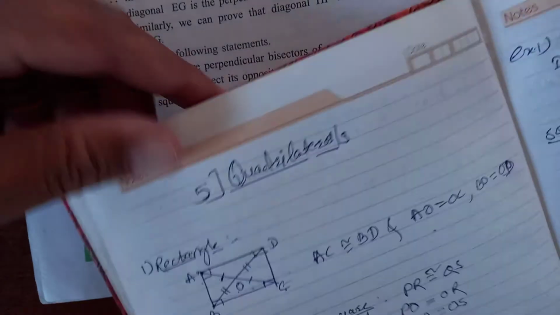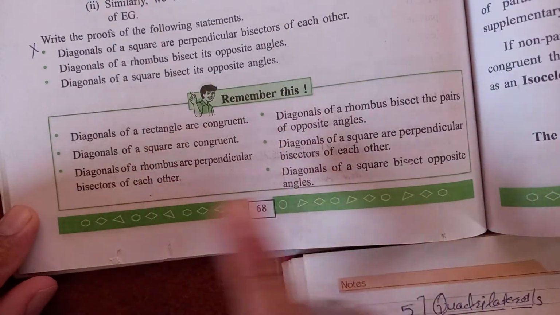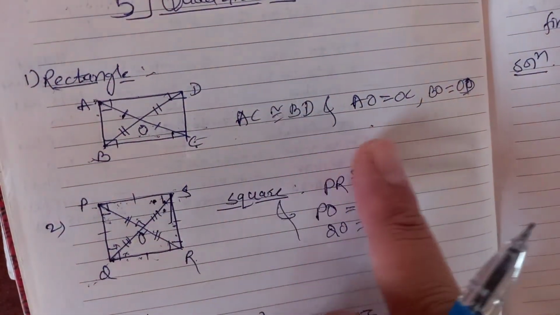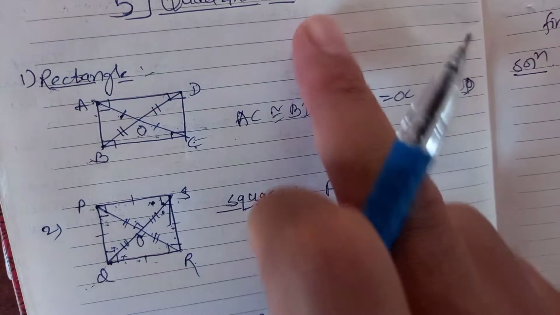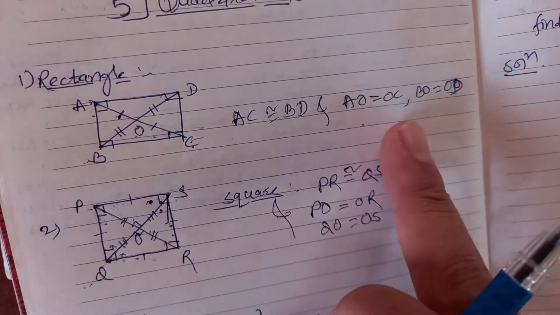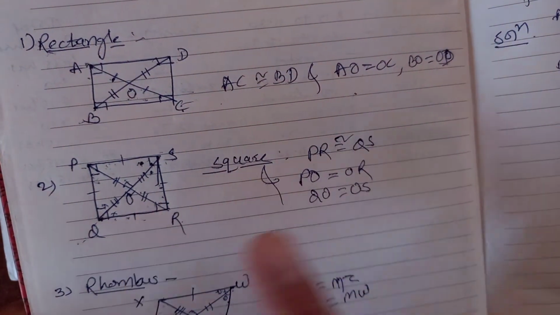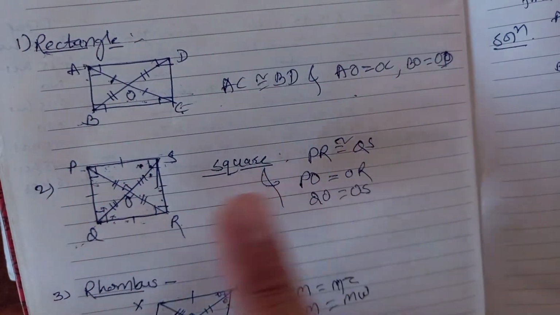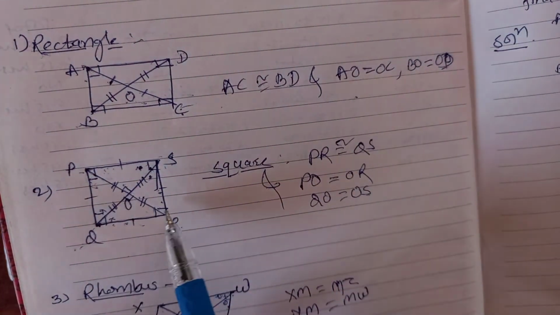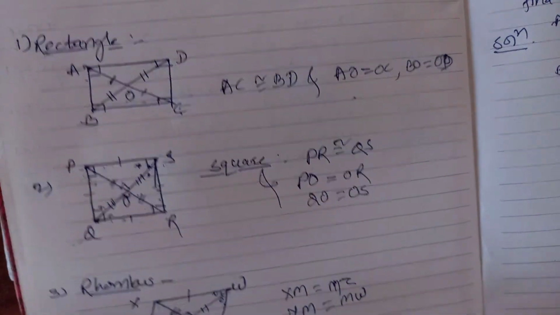So you have to write all these properties and draw the figures also. Rectangle property, all this I have already explained. You have to write here one by one. Diagonals are congruent, and diagonals bisect each other, therefore AO is equal to OC. Then this is the square. Diagonals are congruent, diagonals bisect each other at right angle, which means they are perpendicular bisectors. Therefore PO is equal to OR, QO is equal to OS.